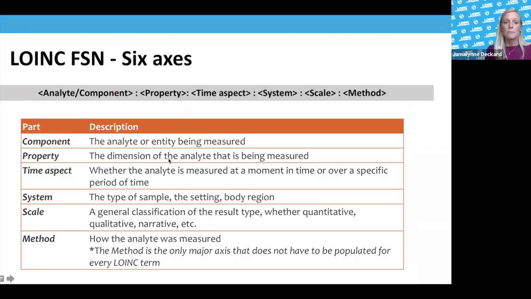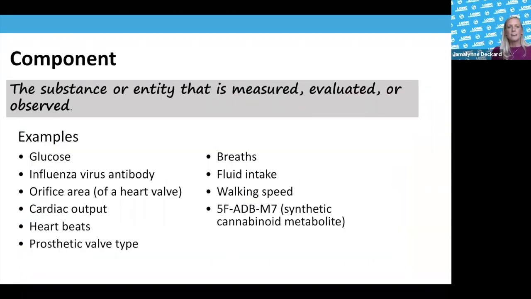But in some cases, it's really needed, especially in certain domains, because results are significantly different depending on the method that's used. So for the component, again, it's the substance or entity that is measured, evaluated, or observed. And here's just some examples like glucose, breaths taken, fluid intake, walking speed, heartbeats. These examples just show the difference across lab and clinical and the different types of components or entities that would be measured.